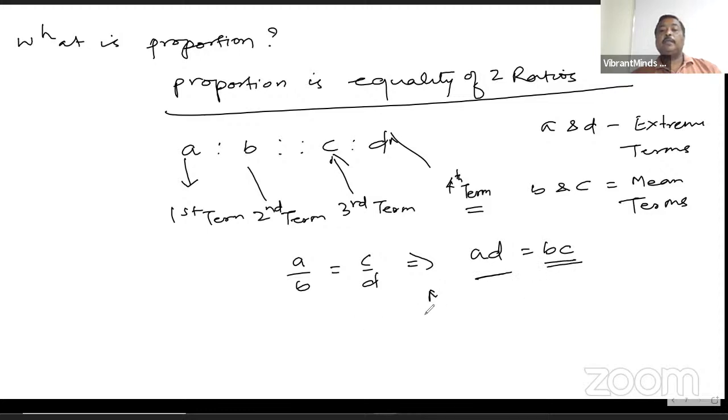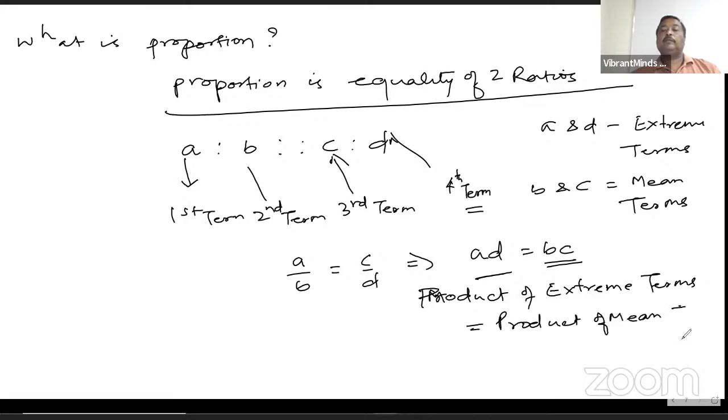So this can be written as, product of extreme terms is equal to product of mean terms. Product of extreme terms is equal to product of mean terms. Is it clear?